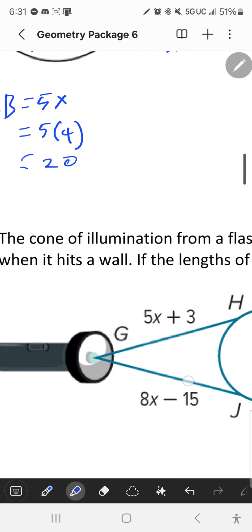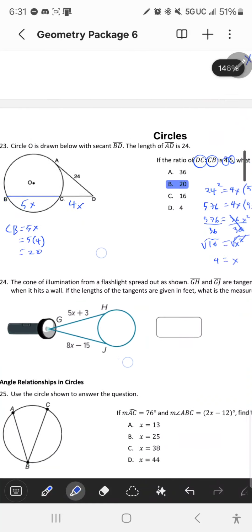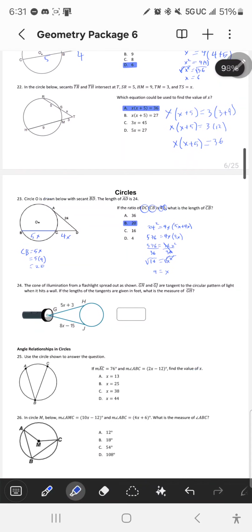Now, the cone of illumination, let's look at it completely. The cone of illumination from a flashlight is spread out as shown. AG, GH, GJ are tangent to the circular pattern of light when it hits the wall. If the lengths of the tangent lines are given in feet, what is the measure of GH?